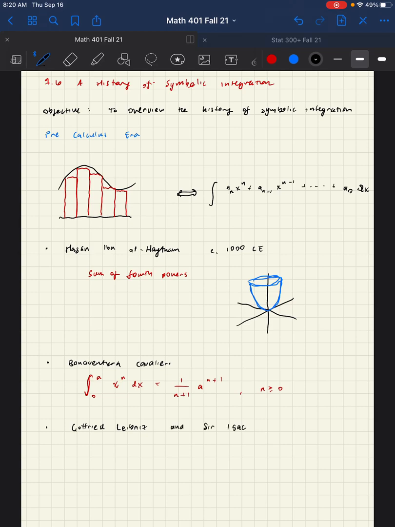Cavalieri was Italian. And we know Sir Isaac Newton. If you don't know, one really cool thing, or I guess important for historical context, you're like, how do these people have the time to think about this stuff?